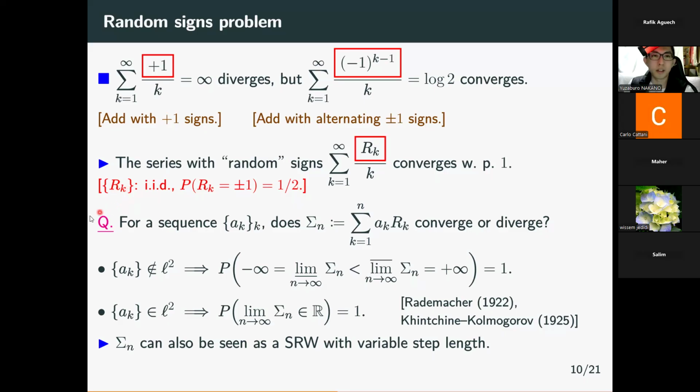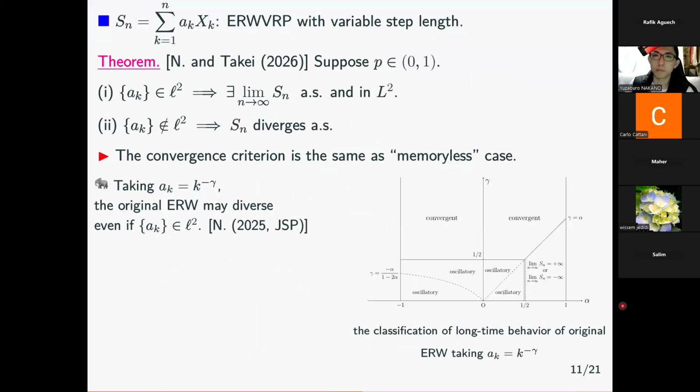Regarding Rk as a step of the simple random walk, then sigma n can also be seen as a simple random walk with variable step lengths. And analogous to this simple random walk with variable step lengths, we consider the elephant random walk, remembering the very recent past, with variable step lengths, say Sn. The convergence problem of Sn is also proved in our paper.